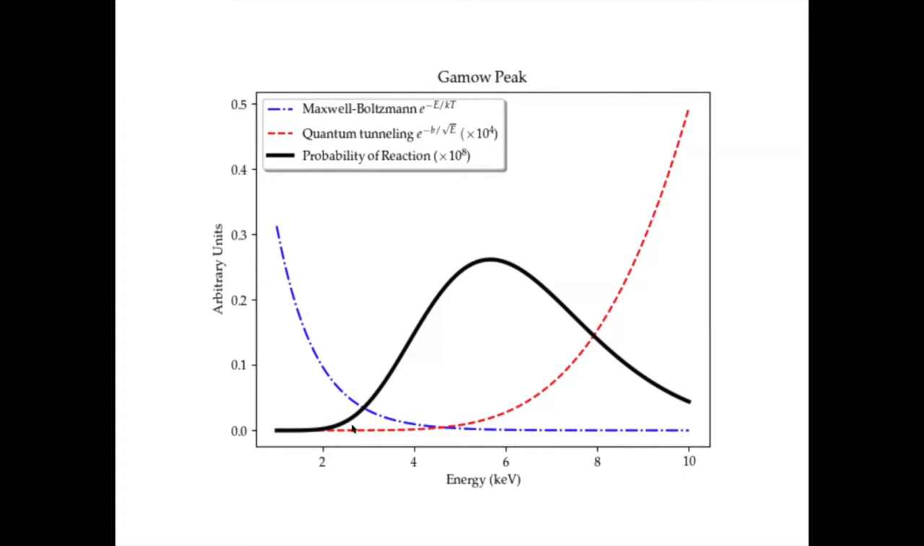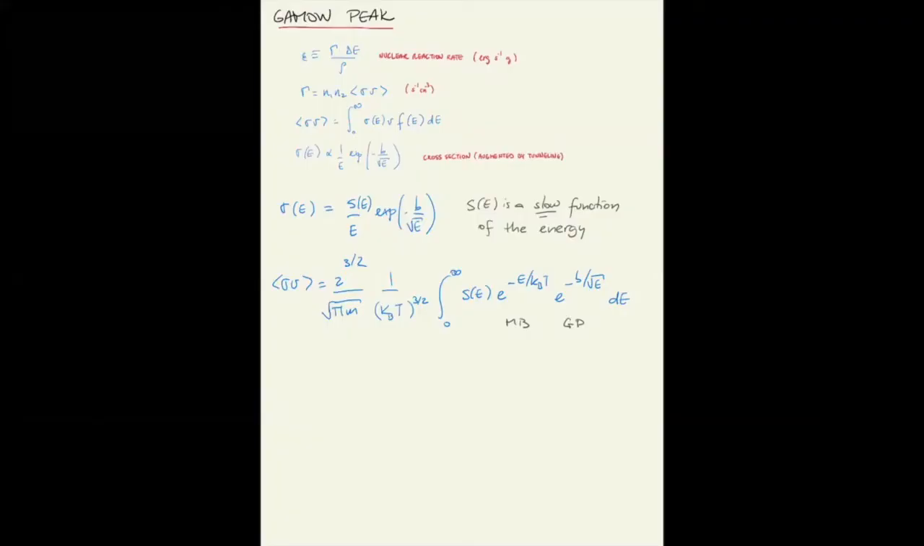But you have then the probability of quantum tunneling, which goes as the exponential of minus b over the square root of the energy. So this term increases with the energy. When you multiply both, then you have the black curve, which then gives you the probability of reaction, which has a maximum at around 5 keV, which is about the temperature in the core of the sun. So as you saw, there is a peak where this is maximized.